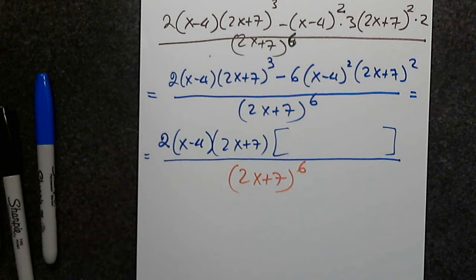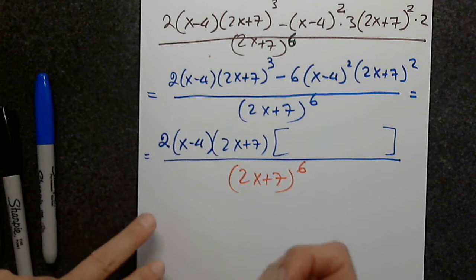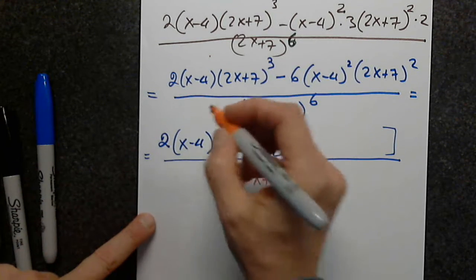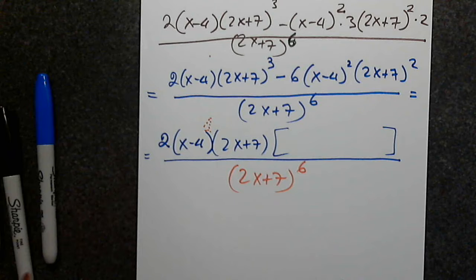So what about the power of x minus 4? In the first term, the power is 1. In the second term, the power is 2. So you have 1 left. So what would be the power of the greatest common factor? X minus 4. It will be power 1. Okay, you don't have to write it.